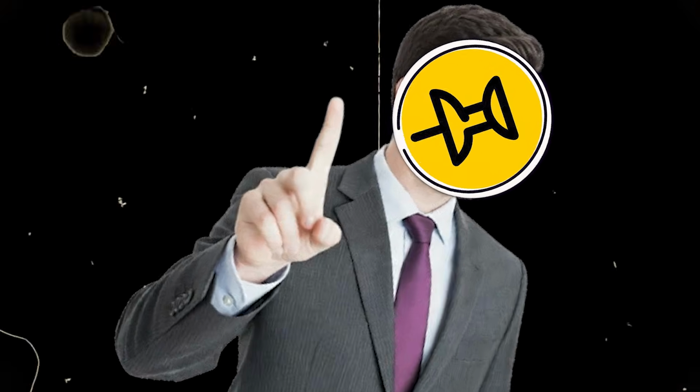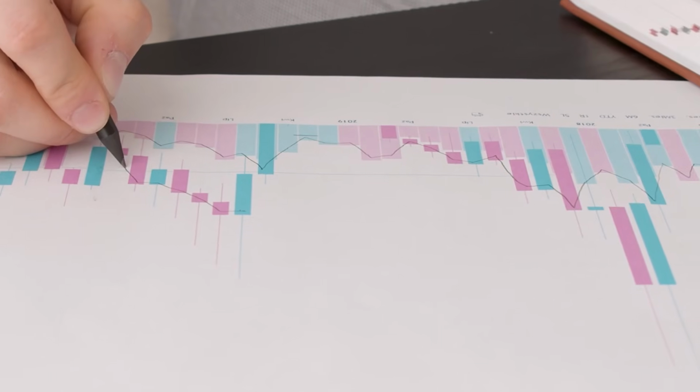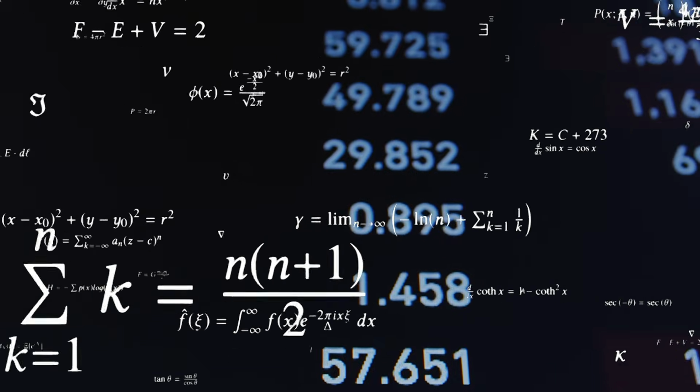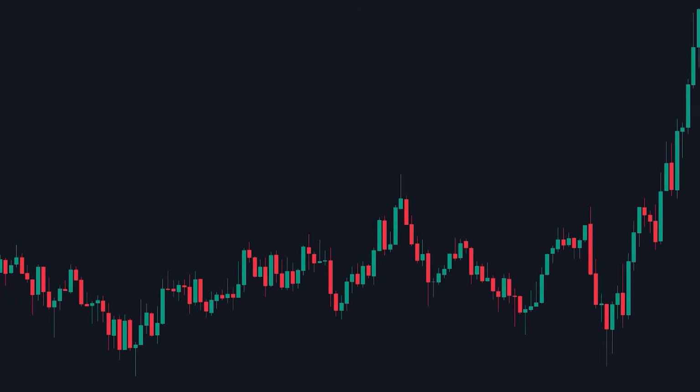Here's the reality that most textbooks won't tell you. It's extremely rare to find an uptrend in the real market that mirrors those perfect textbook examples. Price doesn't behave with that kind of mathematical precision. Real market movements are much more complex and dynamic.